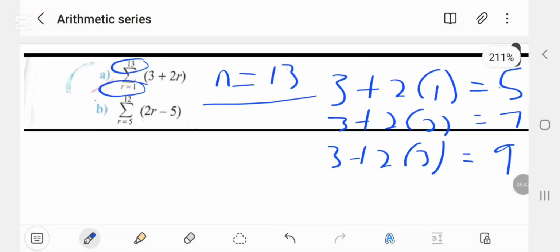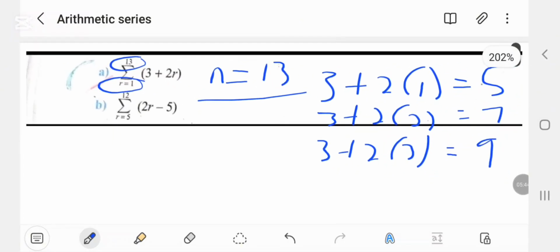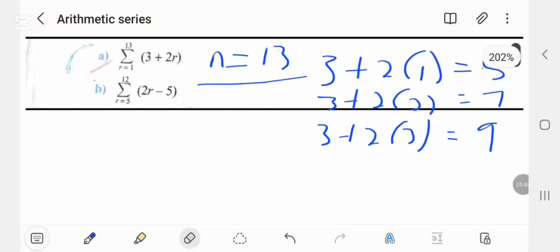Now, they won't tell us anything. They'll just tell us to evaluate or calculate. Then they give us this sigma notation. We need to realize that we have the number of terms. We have A, we have D. So what's missing? The total, the sum of 13 terms.